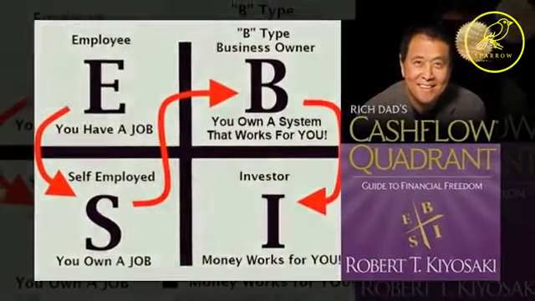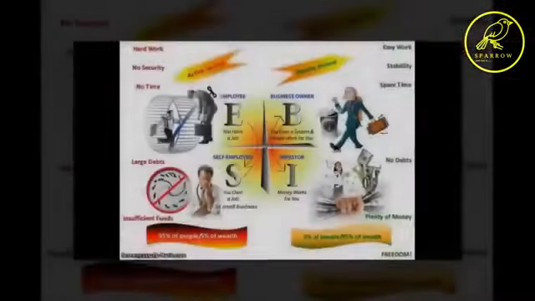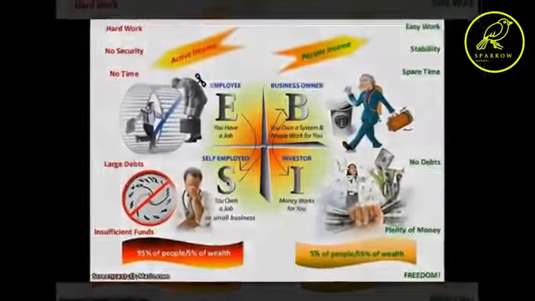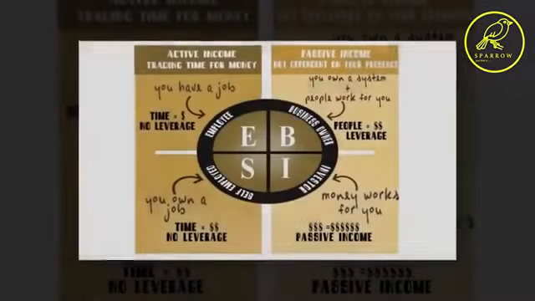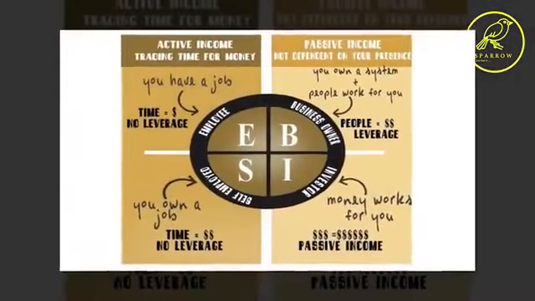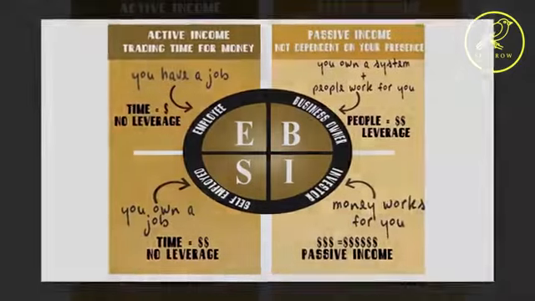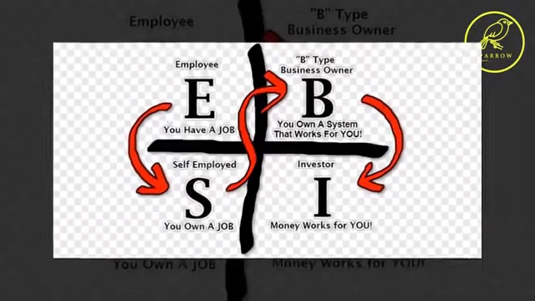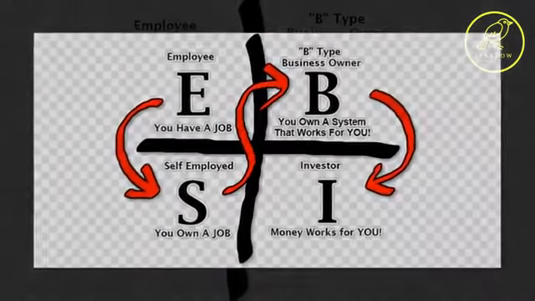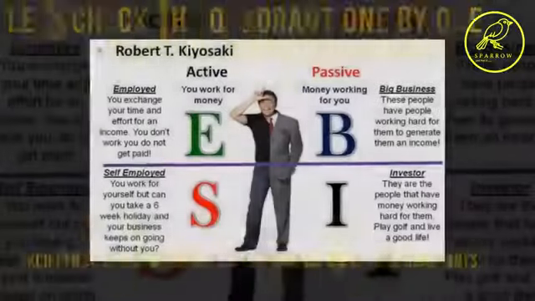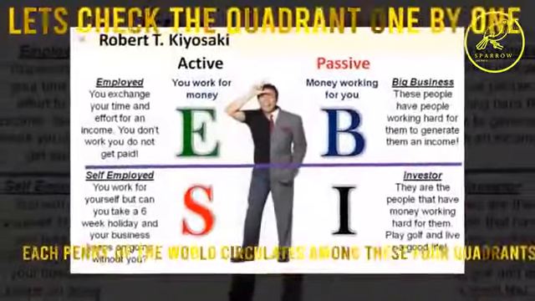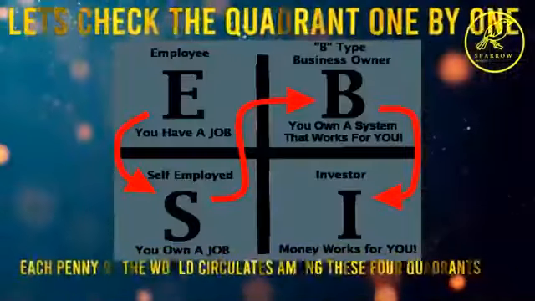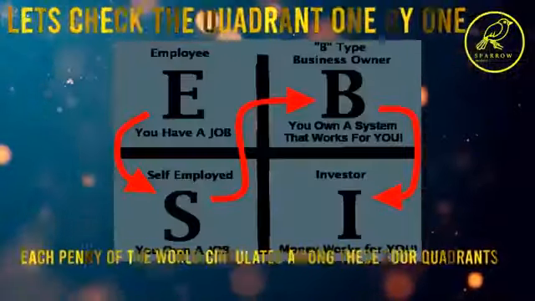This ESBI can be represented in 4 quadrants just like this. Each and every penny of this world moves among these 4 quadrants. That is why this is called the cash flow quadrant. Please focus your mind on every word and watch till the end. The video might take a bit longer, but stay patient, because you can learn and change a lot of things in your life by applying this theory. It shows the pathway to your dream. So, shall we move to quadrant 1 of the cash flow quadrant?